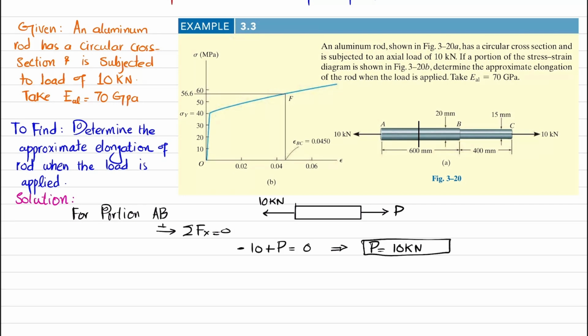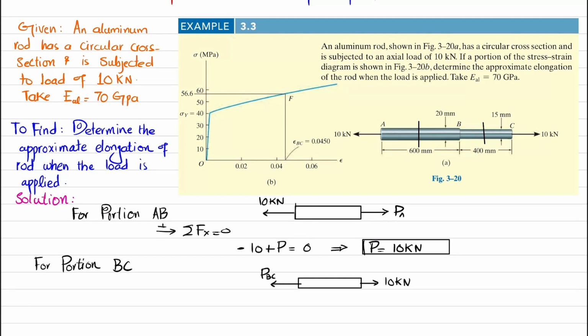Now we will find the same load for portion BC. For portion BC, you will cut this portion and draw the free body diagram. It will be the same. Here you have a load of 10 kilonewton. Clear? So here let this load be equal to PBC.